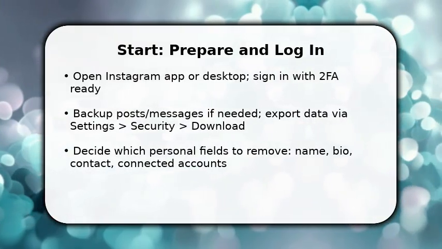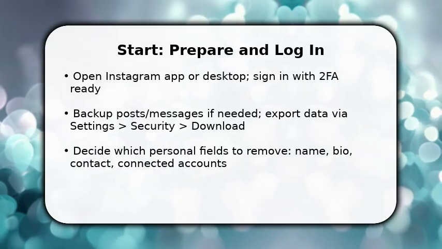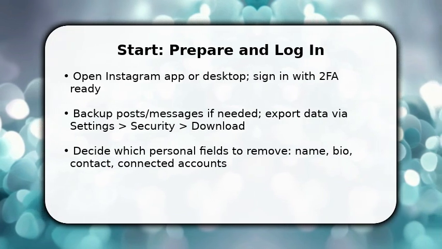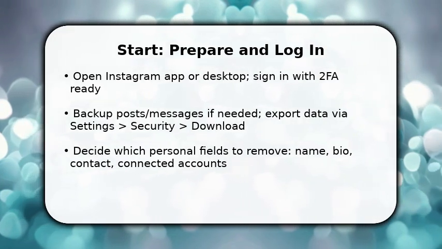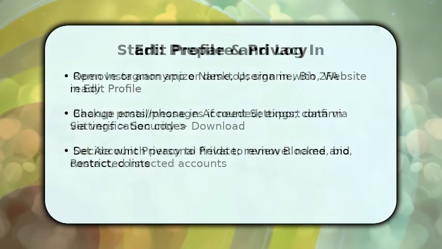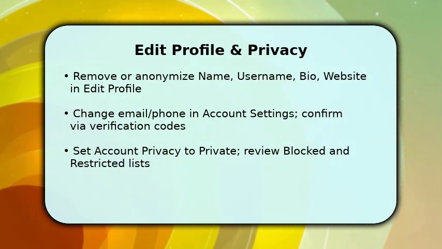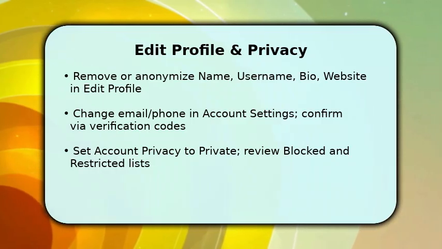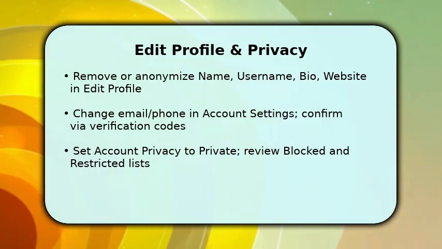Now navigate directly to Profile and tap Edit Profile to start removing or replacing personal details. This prevents accidental loss and lets you control what stays visible. Once in Edit Profile, remove personal identifiers. Replace your full name with initials or leave blank. Shorten or delete bio and website links.